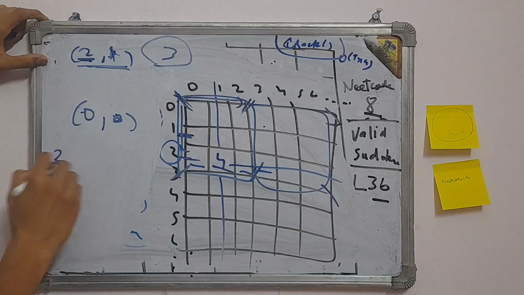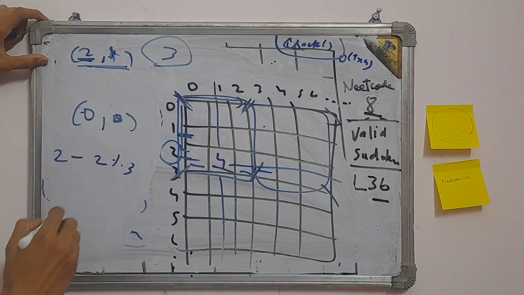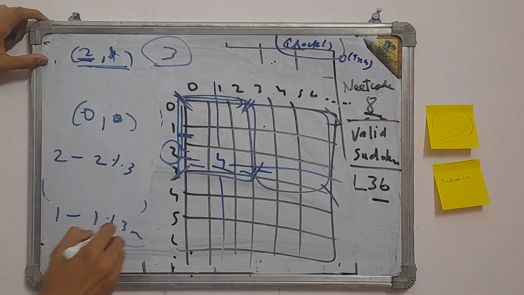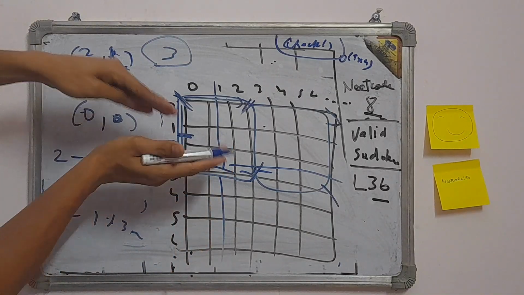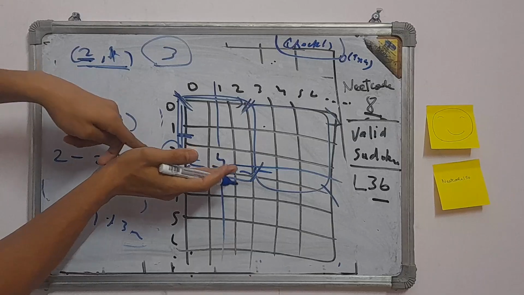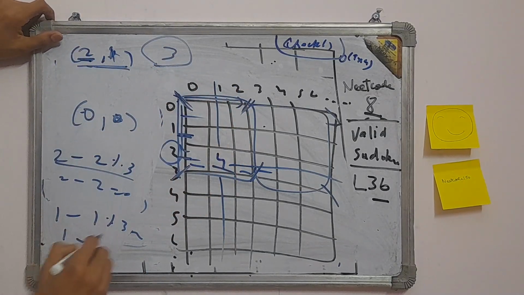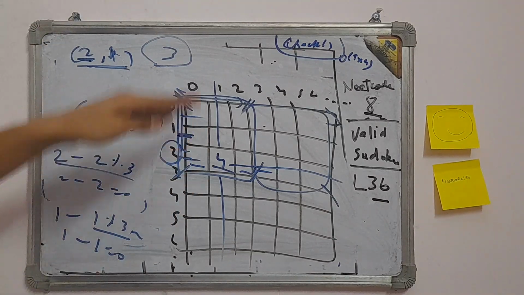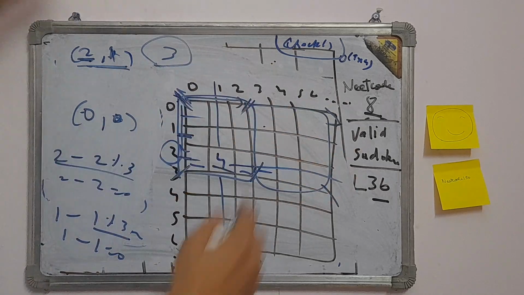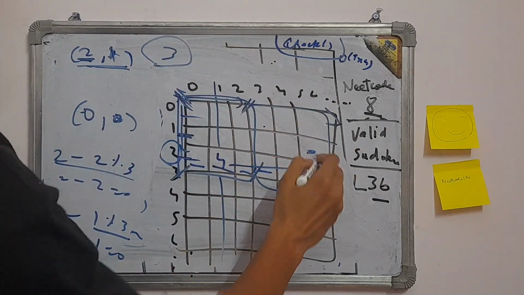So if we can somehow do 2 minus 2 modulo 3 and 1 minus 1 modulo 3, that means from the second row we remove the remainder when we divide 2 by 3, so we get this row. So 2 minus 2 modulo 3 is 2 minus 2 equal to 0, and 1 minus 1 modulo 3 is 1 minus 1 equal to 0. So we got this element. Now you might think it works for this, but it might not work for any other element.